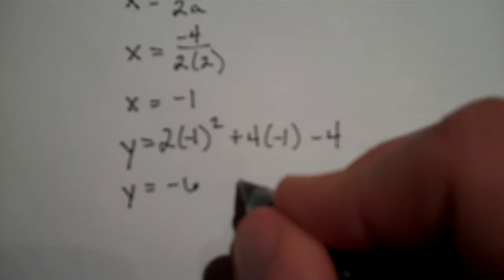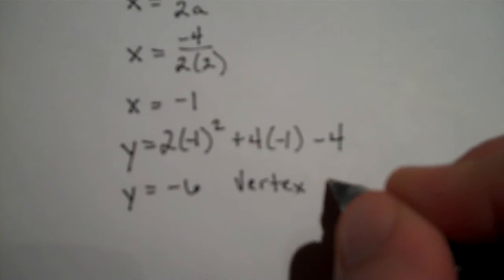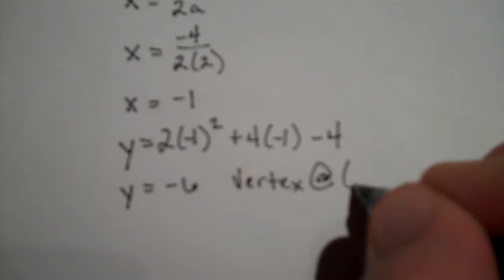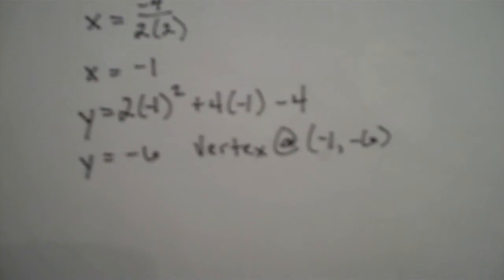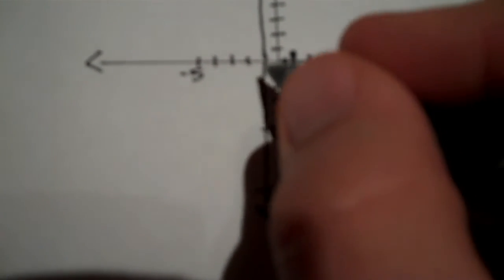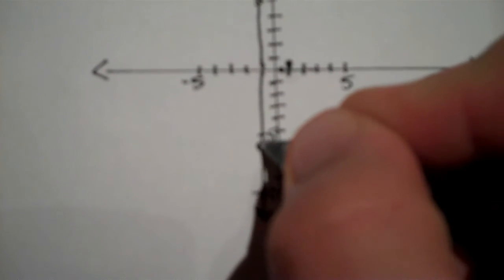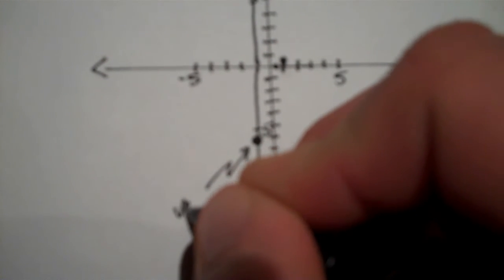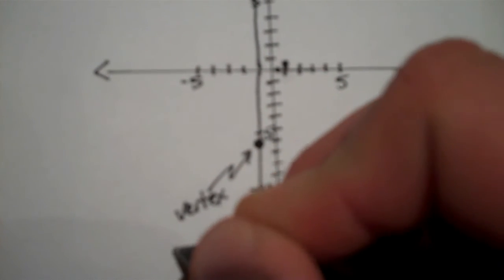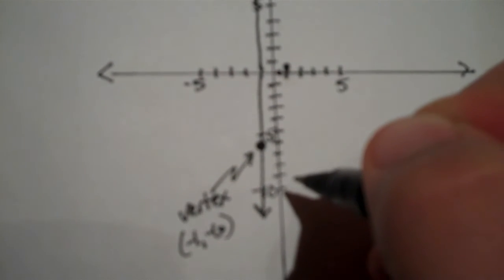So the vertex is at negative 1, negative 6. So I'm going to take and put that on my graph. Negative 1 is my line of symmetry, and I go down to negative 6. And that will be my vertex. Okay, great.